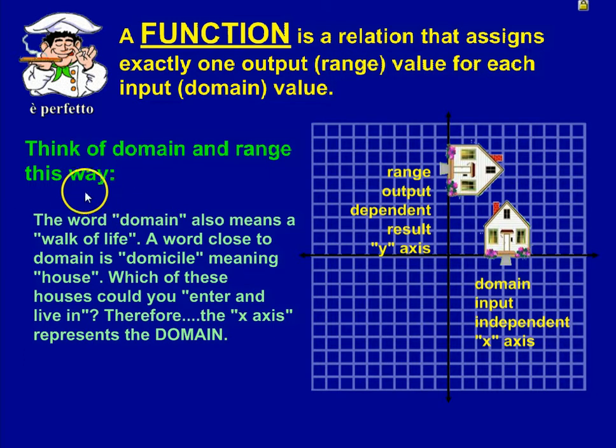All right? Or you can also think of domain this way. The word domain means walk of life. So if you were going and entering into a house, which house would you enter? You would enter definitely into this house, correct? Because that's easy to enter. So domain is like an input and an independent axis, and range is the output, which is on the dependent axis, dependent variable, sorry. And the range always depends on your input. What you input into the machine is your domain. What you get out is your range.